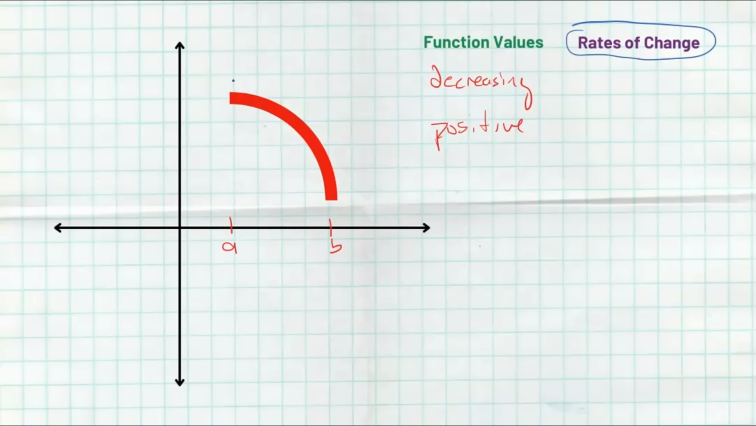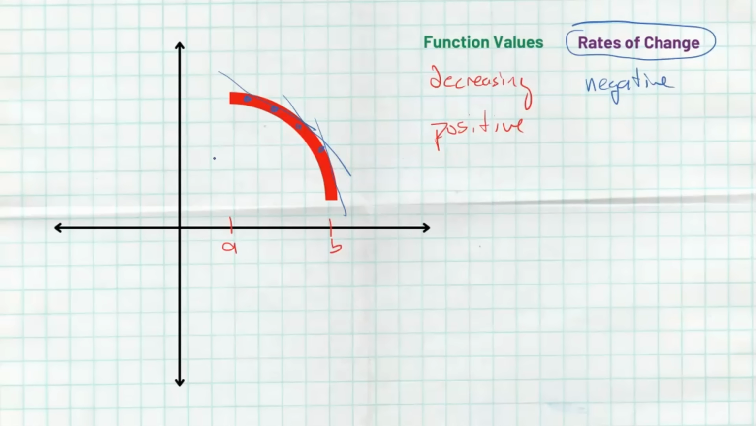Now, notice that we're decreasing. So if we think about our rates of change, how we're changing as we move throughout this function, we're negative. All of our rates of change are negative. So when we say that the function values are decreasing, that means the rates of change are negative. The rates of change are negative because if I'm at a point and I go to another point and another point and another point, my rates of change between those points are going down, hence negative.